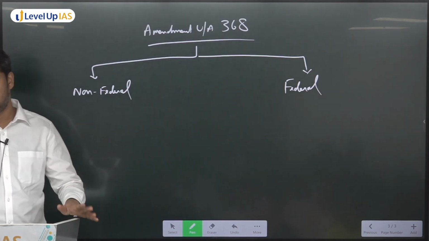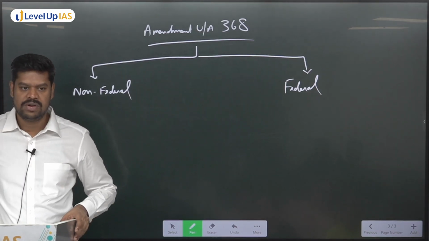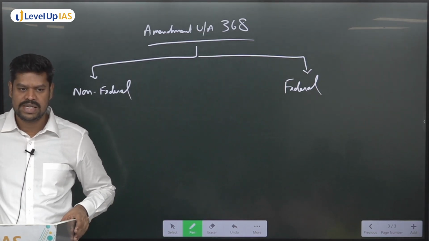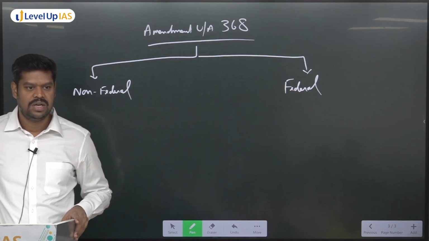It would continue to be the same. So that is what we'll have to understand as to non-federal provisions. Can you just give me an example of a non-federal provision if it is amended? Whatever you think. Very good.